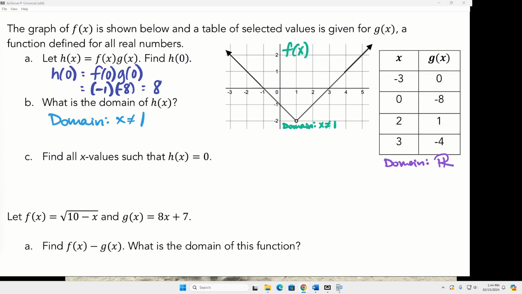Okay, and now we have to think a little bit. We want to find all the values where h is going to be equal to 0. So when we multiply f of x times g of x, we get 0. What do you have to multiply by to get 0? You have to multiply by 0 to get 0. So h of x equals 0 when either f of x equals 0 or g of x equals 0.